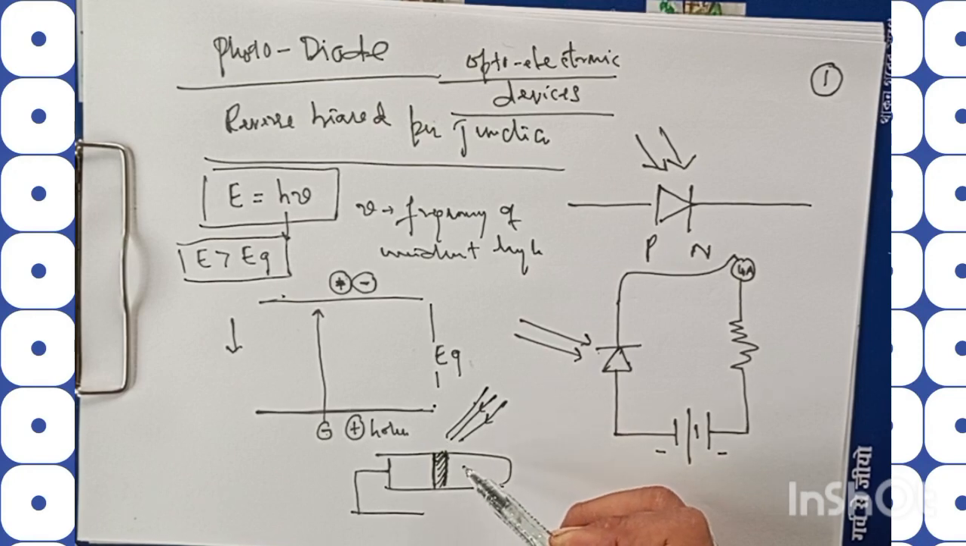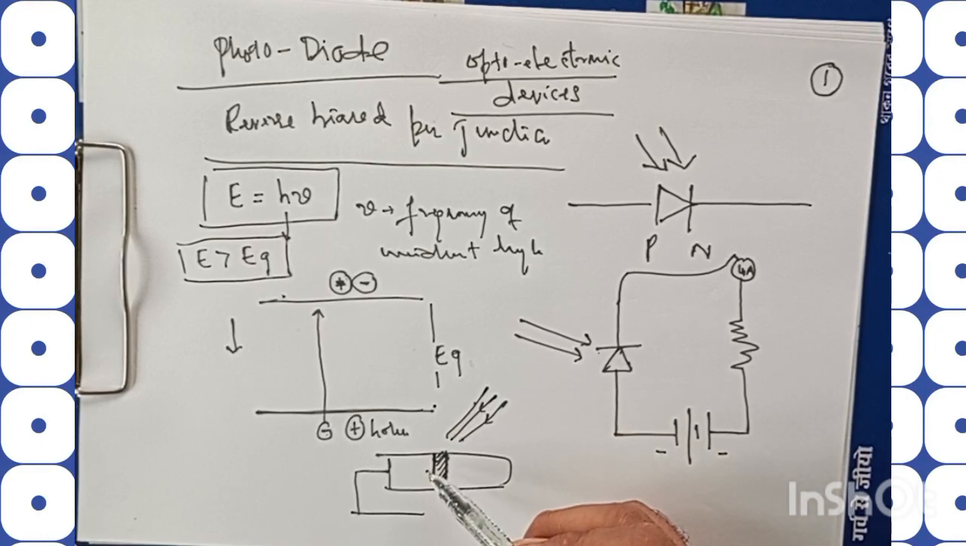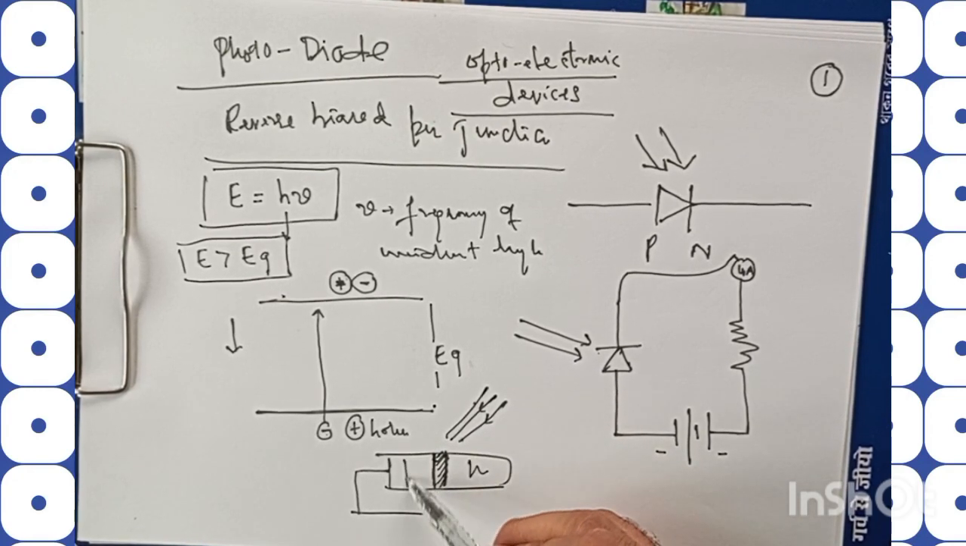What is the electric field here? The electric field makes these electrons diffuse through the junction to reach the N-type, and you automatically have the development of holes in the P region. Hence an EMF is developed across this junction.